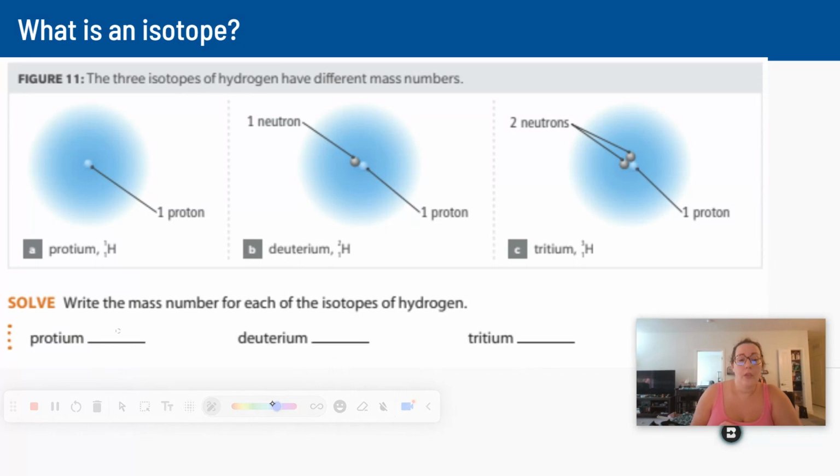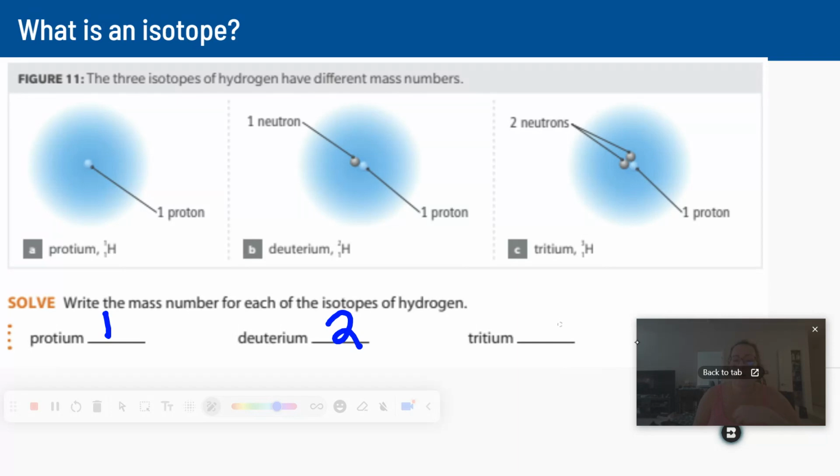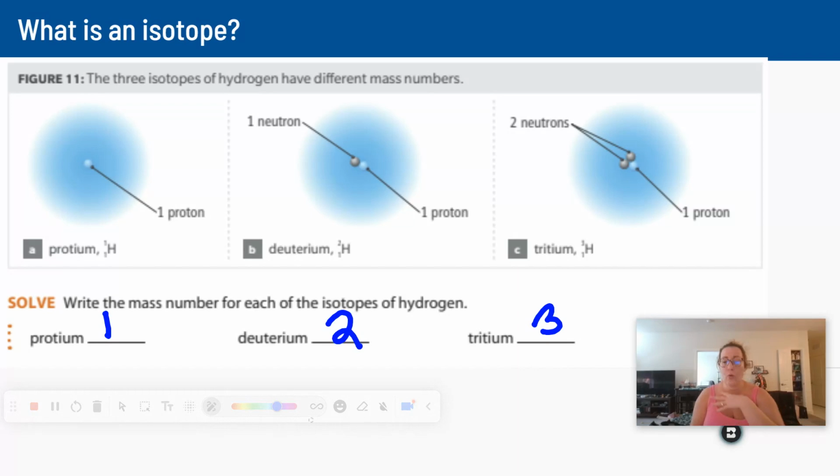Okay, so the first one is protium. This is still hydrogen. It just has a different name to it. And the mass number is going to be 1 because we have 1 proton in the nucleus. The second one, we have a proton and a neutron in the nucleus, so our mass is going to be 2. And then the last one, tritium, has 2 neutrons and 1 proton, so that's 3 things in the nucleus. So our mass is going to be 3. So we have 3 isotopes of hydrogen here.